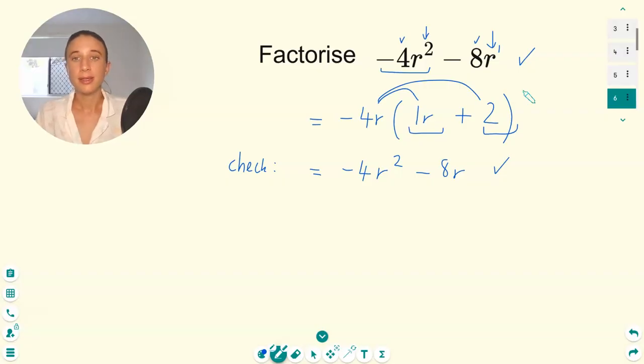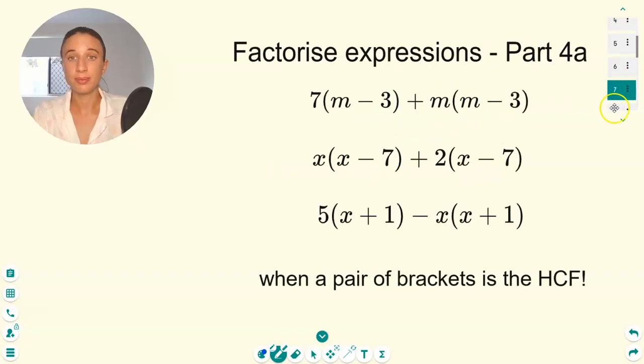But I will see you in the next video, which we're going to look at. It looks a little bit complicated, but it's not. I will see you then to factorize with this method. I'll see you there.